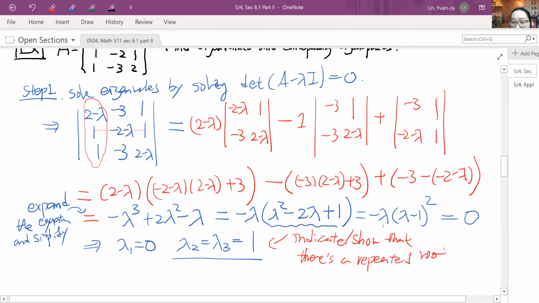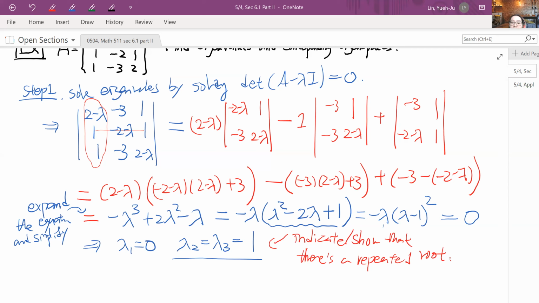For example, in the homework, or especially in the exam, if you only say lambda equals 0, lambda equals 1, I will take some points off, because then I don't know whether you realize that it's actually a repeated root. Technically, if it's a 3 by 3 matrix, there's a cubic polynomial, so you should have 3 roots. You should indicate that you recognize there's a repeated root here, a repeated eigenvalue.